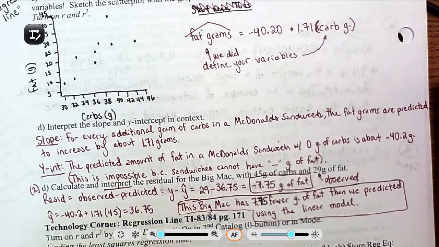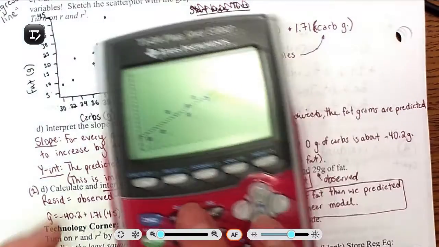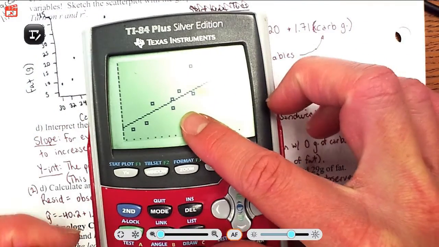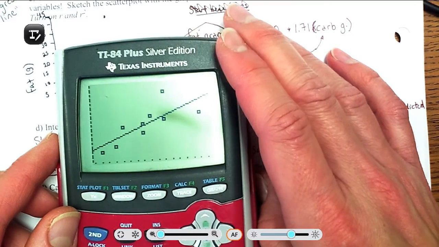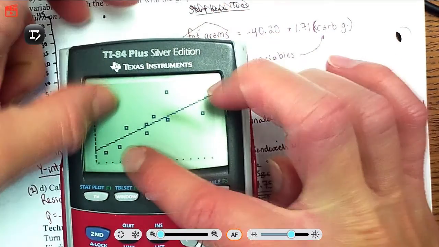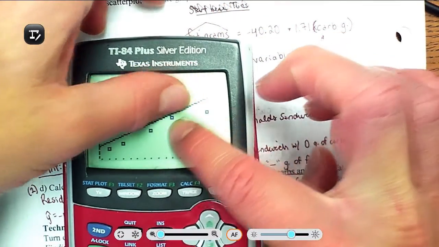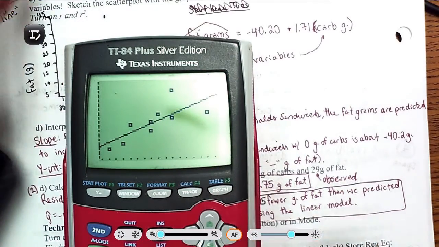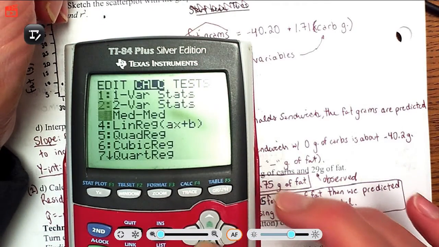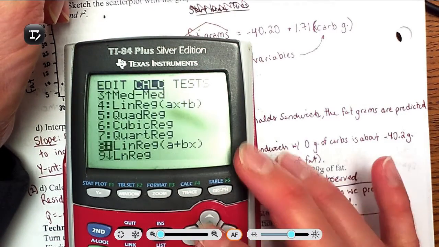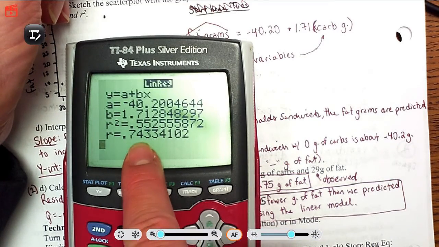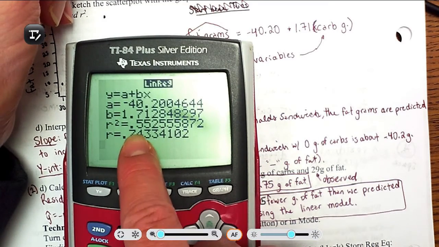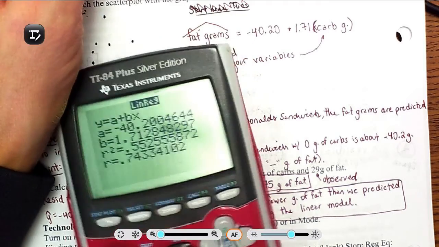What was I talking about? Oh yeah. Okay, very good. So R, remember, is the correlation coefficient, and it tells you the strength of the linear relationship. And because the points quite follow the linear pattern, it gave us the R value of 0.74. Okay, we're going to get to R squared in a little bit.